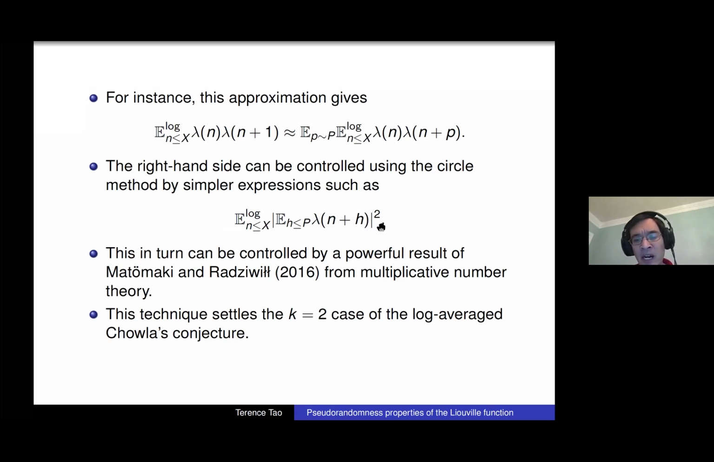Fortunately, there is a very powerful theorem from multiplicative number theory that controls this. There's a theorem of Matomäki and Radziwiłł that tells you that there's a cancellation for these sums. They controlled actually any bounded multiplicative function. They understood what happens on averages on short intervals, and you can use that to control these averages, and this is what gives you the k equals 2 case of the Chowla conjecture.